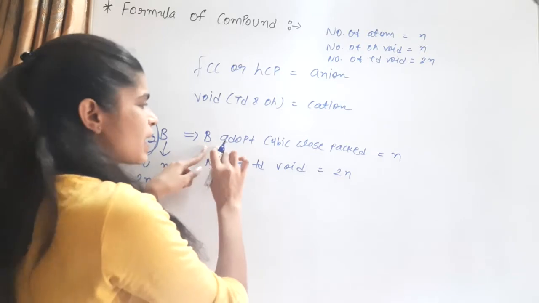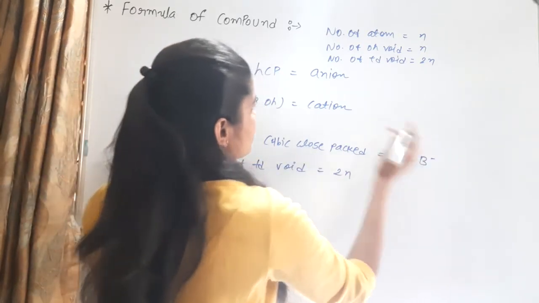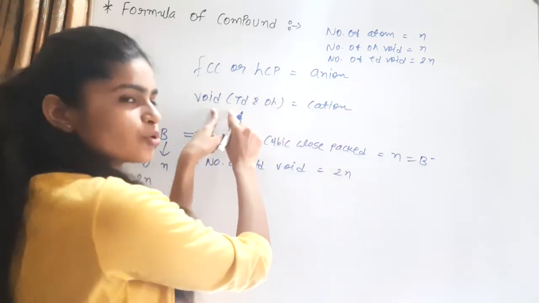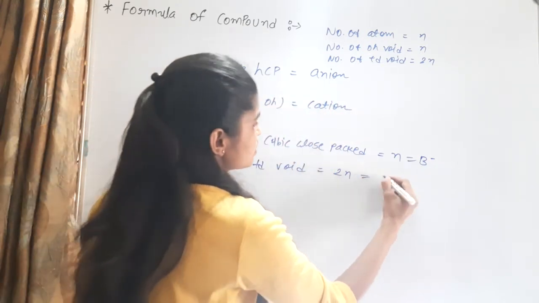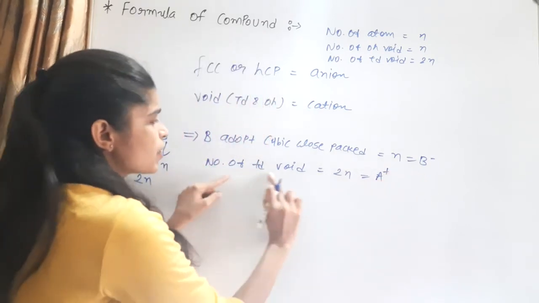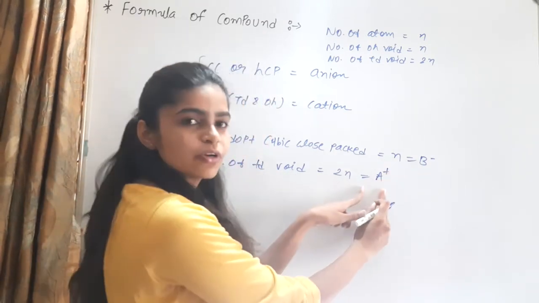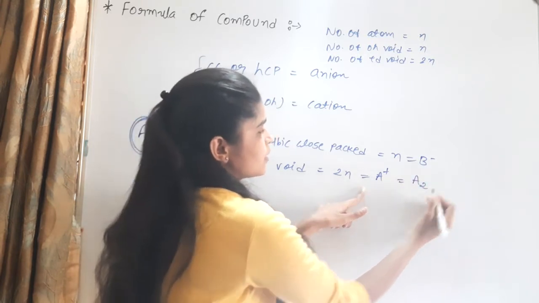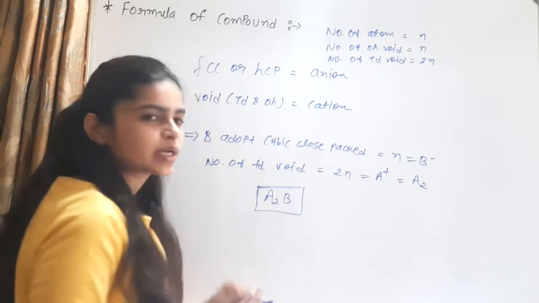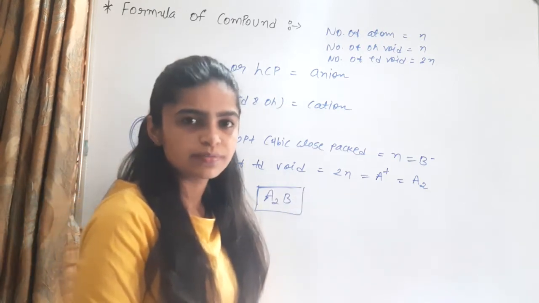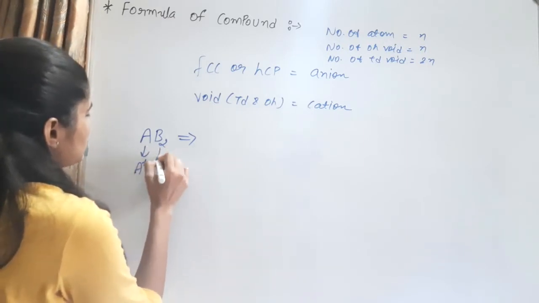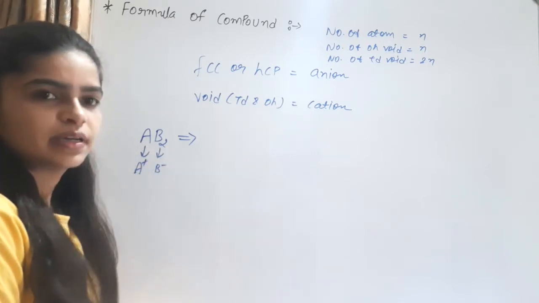So the number of tetrahedral voids is equal to 2n. B minus is the anion, because the FCC or HCP adopts the anion and the cation occupies voids. This is the cation. So the number of tetrahedral voids 2n is equal to A. This is A2, its formula is A2B, and this is known as the antifluoride structure.